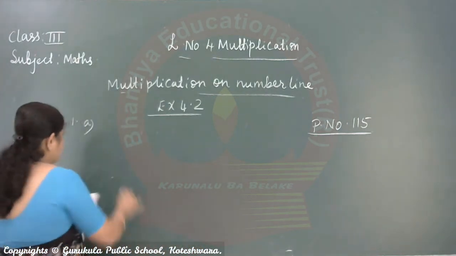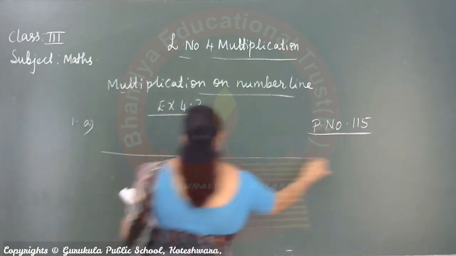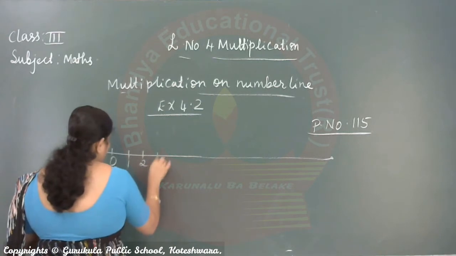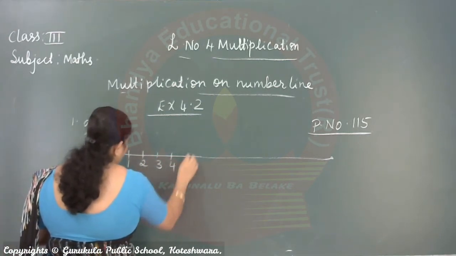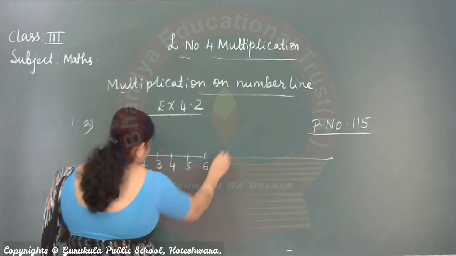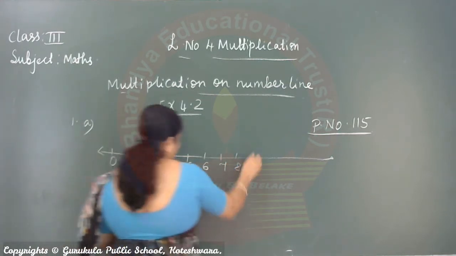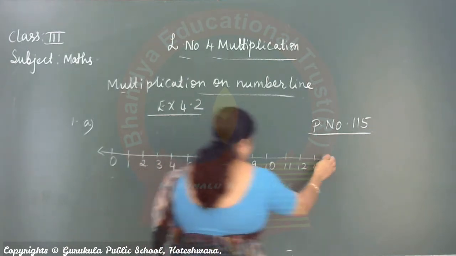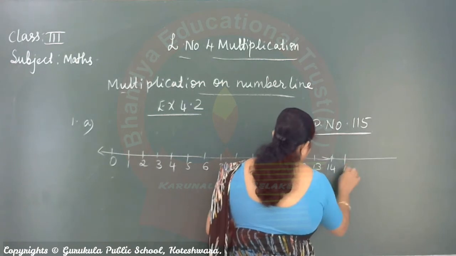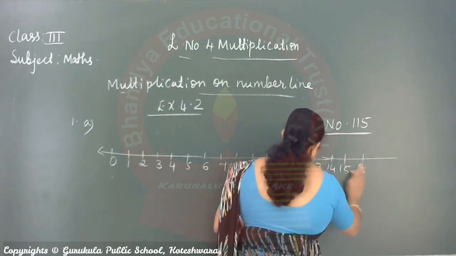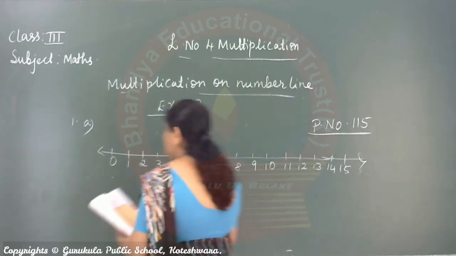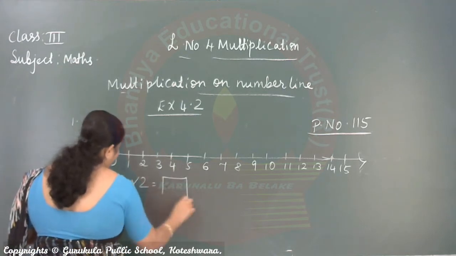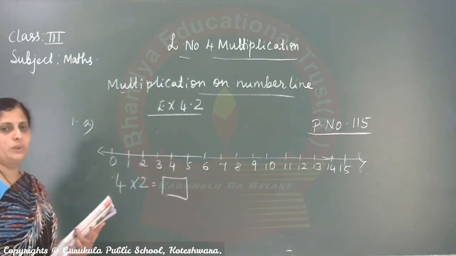See here, first one A. 0 to 20 is given. 0, 1, 2, 3, 4, 5, 6, 7, 8, 9, 11, 12, 13, 14, 15, 16, till 15 I have written here now. 4 into 2 is equal to dash.